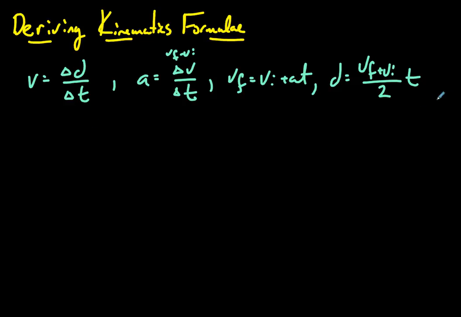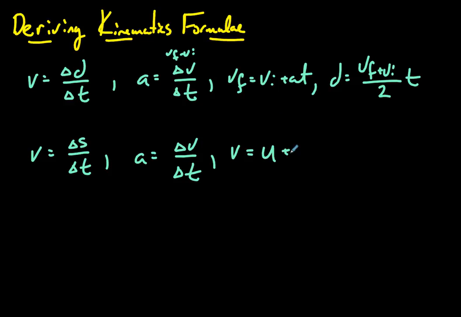Now, I did not write these in the IB way, so I'm going to rewrite them correctly. So let's just write these properly. This is the way that you would see it in the IB world. They call the final V just V, and the initial velocity U. Don't know why, they just do.